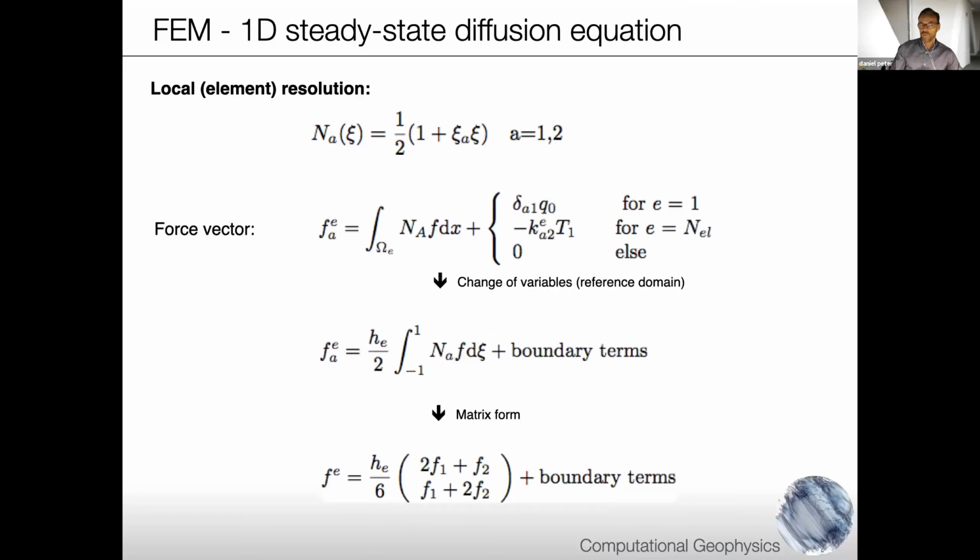The same is for the force vector. You can figure out what are these contributions, the local contributions for the force vector. You can do the same thing. You look at it from a local level perspective, and then you have these terms you see either for the first and last element, depending on where we impose the boundaries. And then you have the local matrix form for the force vector.